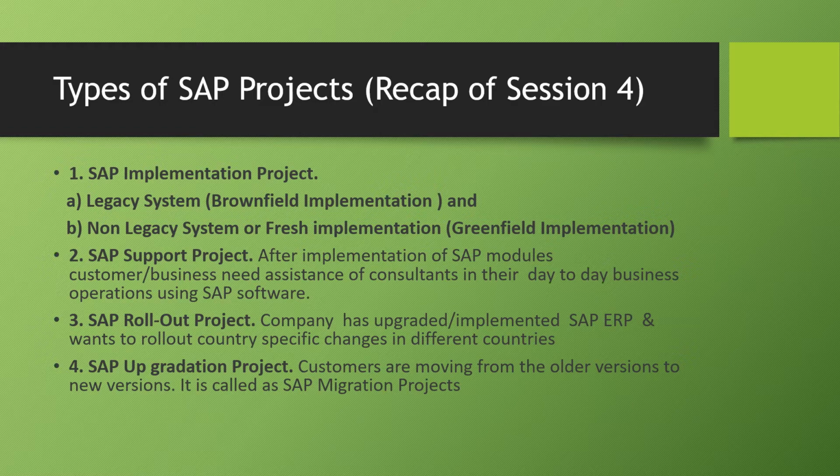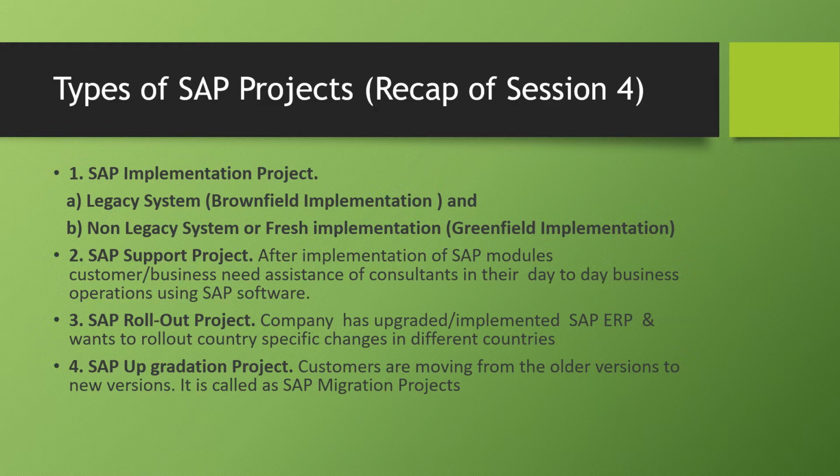And the third one is SAP rollout projects. So like SAP has already been implemented in one branch and head office, say in Mumbai. Now they want to implement it in another branch, in Delhi. So same chart of accounts, everything they will take, right? That is known as rollout projects. In SAP implementation full 100% effort is required, and in SAP support projects the effort is around 30%, and in SAP rollout projects the effort will be around 60%.